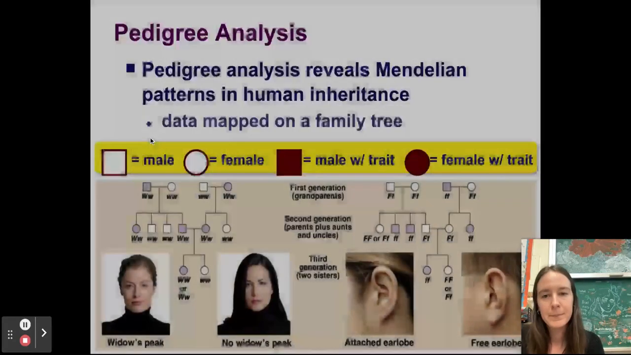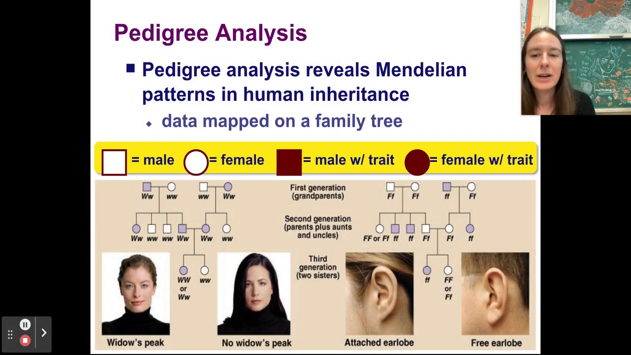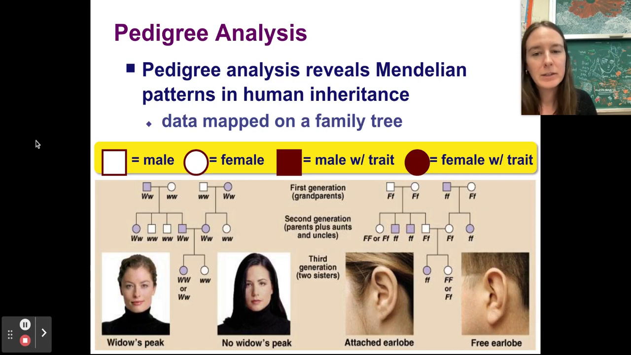Okay, last thing I want to show you, pedigrees. We can use pedigrees to show family trees, and you can map out what alleles are found in your generation, your parents' generation, the generation before that, and you can look for patterns in inheritance and learn how to read a pedigree.